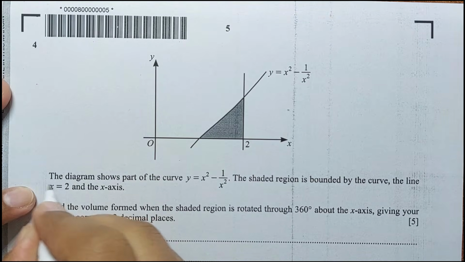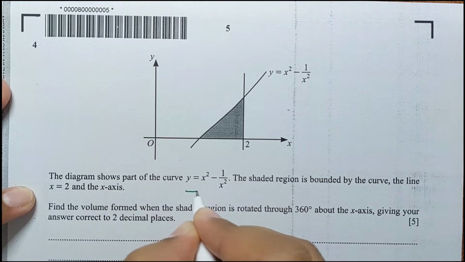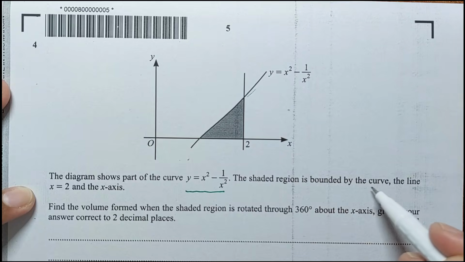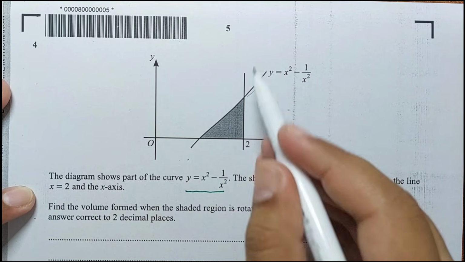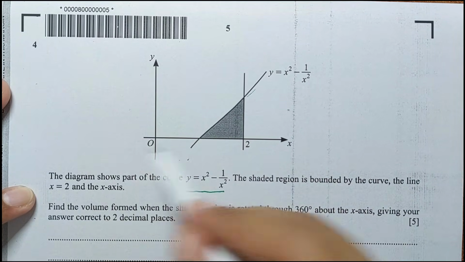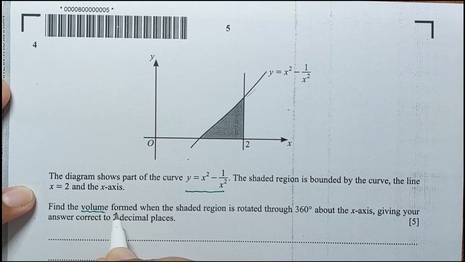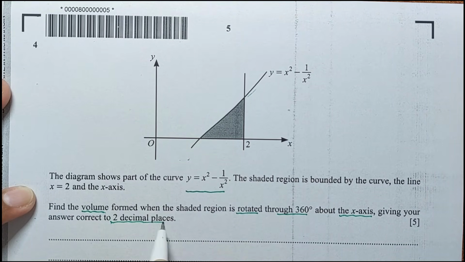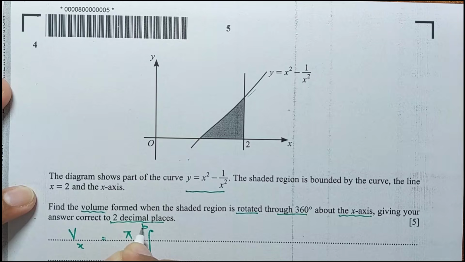Question number 4. The diagram shows a part of the curve. This is the equation of the curve. The shaded region is bounded by the curve, the line x equals 2 and the x-axis. Find the volume formed when the shaded region is rotated through 360 degrees about the x-axis. Give your answer correct to two decimal places. About the x-axis, it means we need to find volume about x, which is pi integration from a to b of y squared dx. We have y, take it square. Now what is a and b?